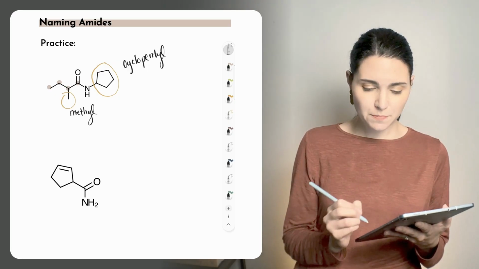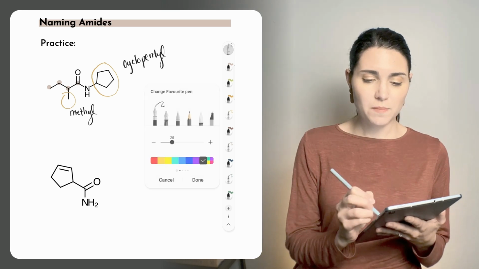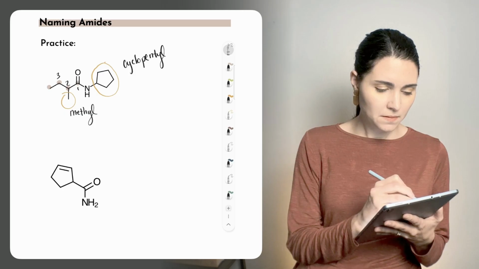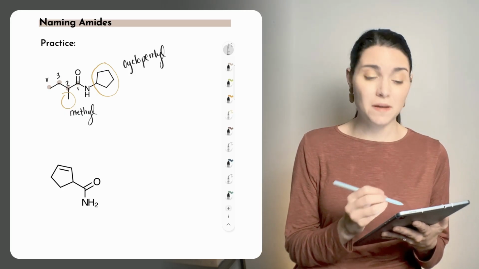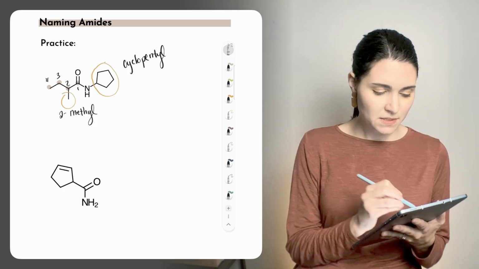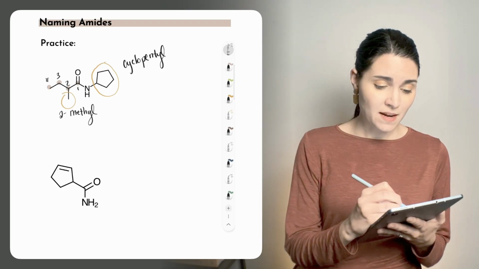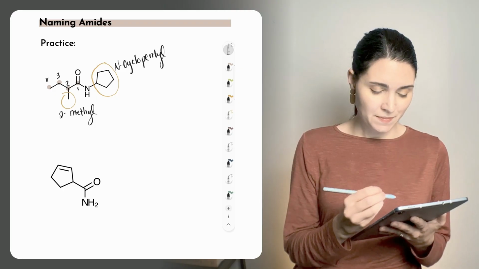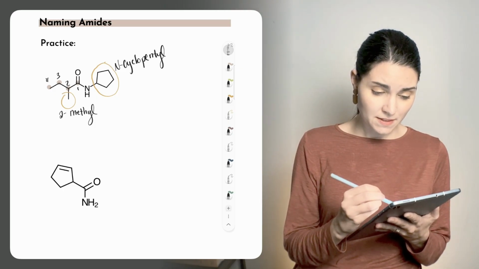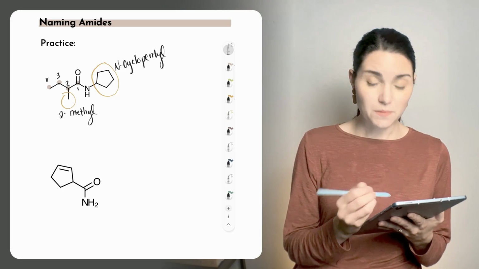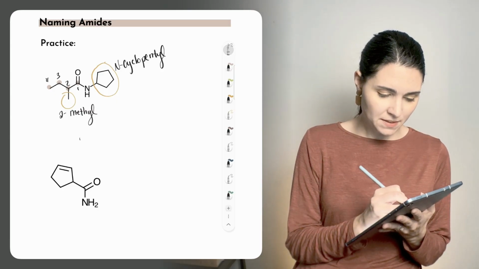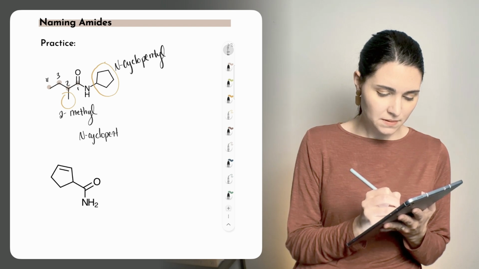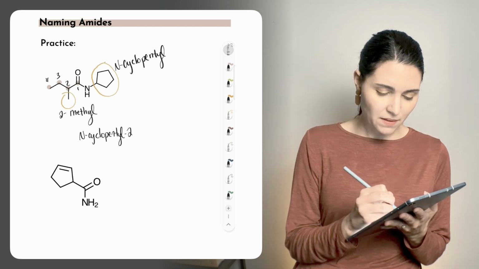All right, now let's put in our numbering. Remember, the carbonyl carbon is always going to get 1. And that makes the methyl on position 2. So we have a 2-methyl and then an N-cyclopentyl substituent because it's on the nitrogen. So we will arrange those in alphabetical order. So C comes before M. So we've got N-cyclopentyl 2-methyl.